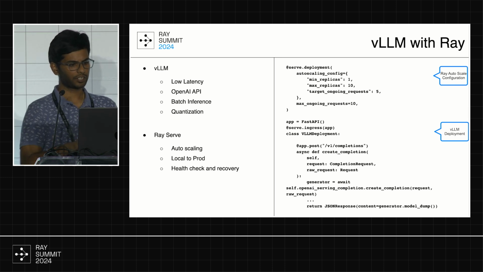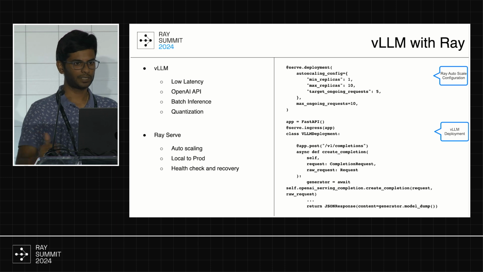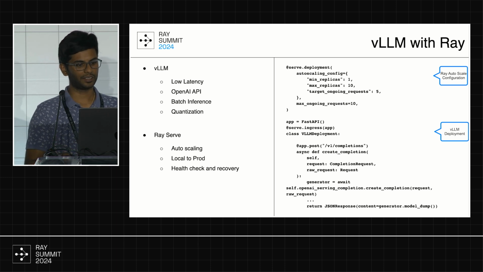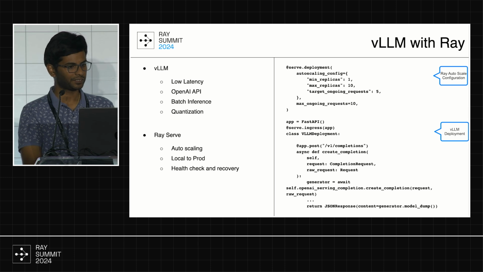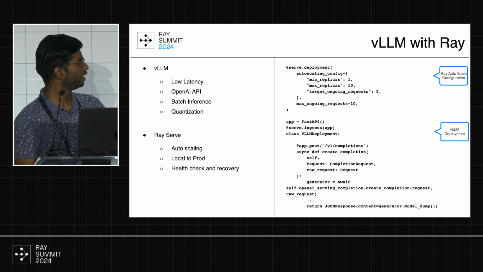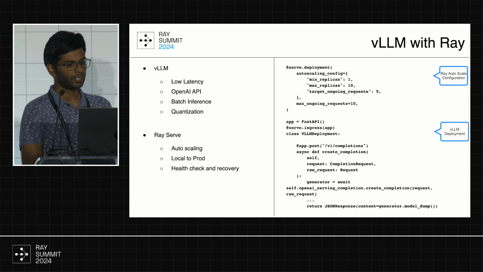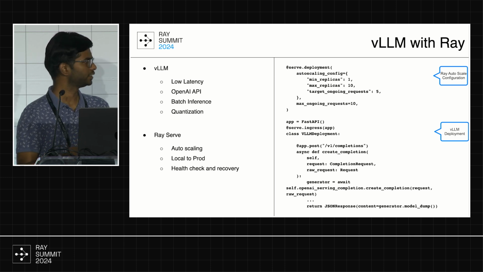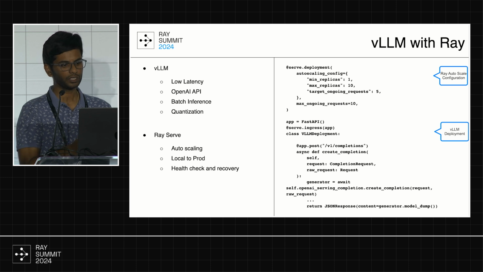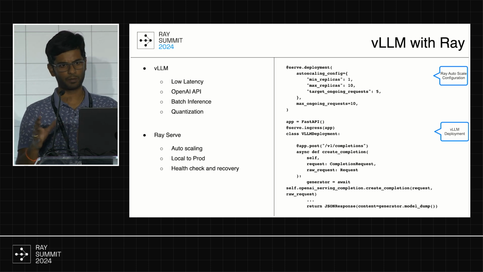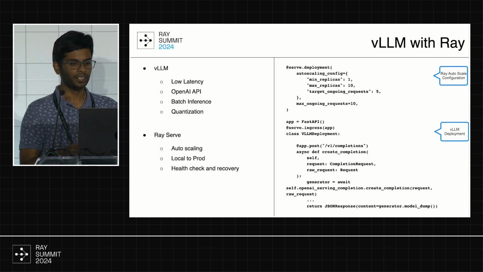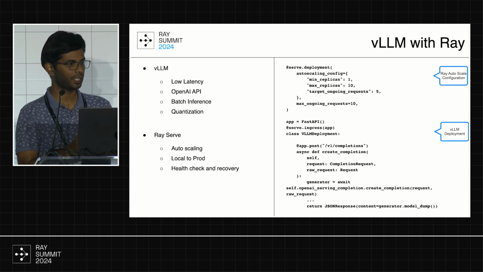On the other hand, Ray Serve takes care of auto-scaling these vLLM deployments based on the requests it is receiving. If you take a look at the right side example, at the top we are defining the Ray autoscale configuration. It's the most simplistic one, but we can also add health checks and other things. Here we're indicating that the minimum replicas for our deployment is 1, and max replicas goes up to 10. And the target requests for each deployment is 5, and each can go up to 10. So based on the requests it's receiving, Ray takes care of auto-scaling these deployments, and if the requests come down, it shrinks the deployments as well.